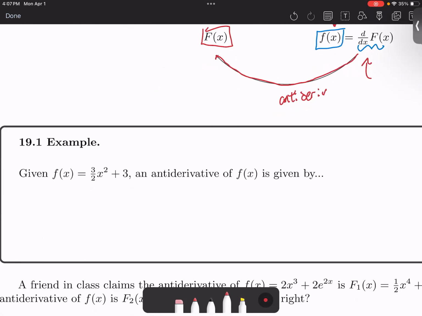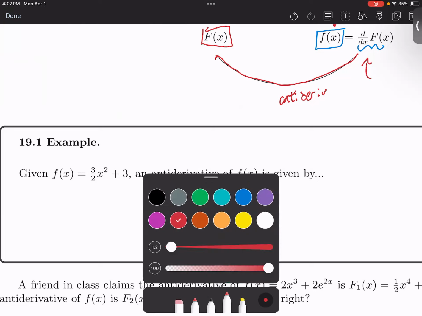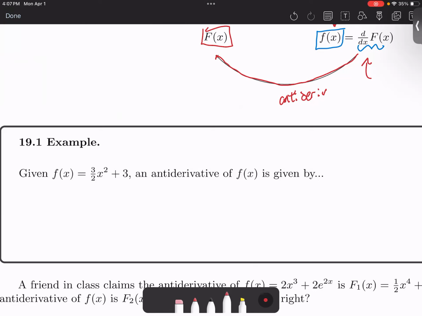So example 19.1 wants us to take the function f of x, which is 3/2 x squared plus 3, and find an antiderivative. So I want to find a function, capital F, which when I differentiate it, I get back lowercase f. So here we're going to have rules that do this for us, but for now, let's try to intuitively think about it. This x squared right there, if I want a function to differentiate to be x squared, it should be x cubed.